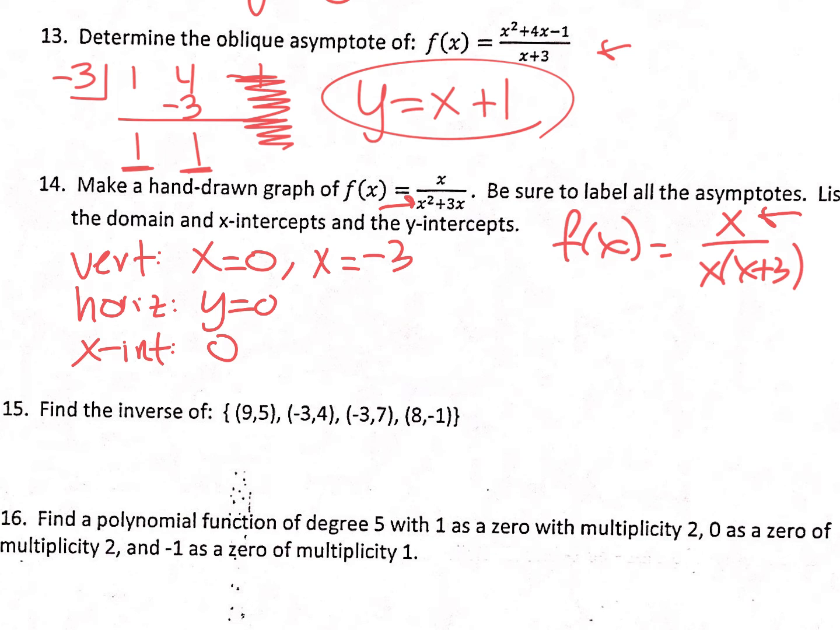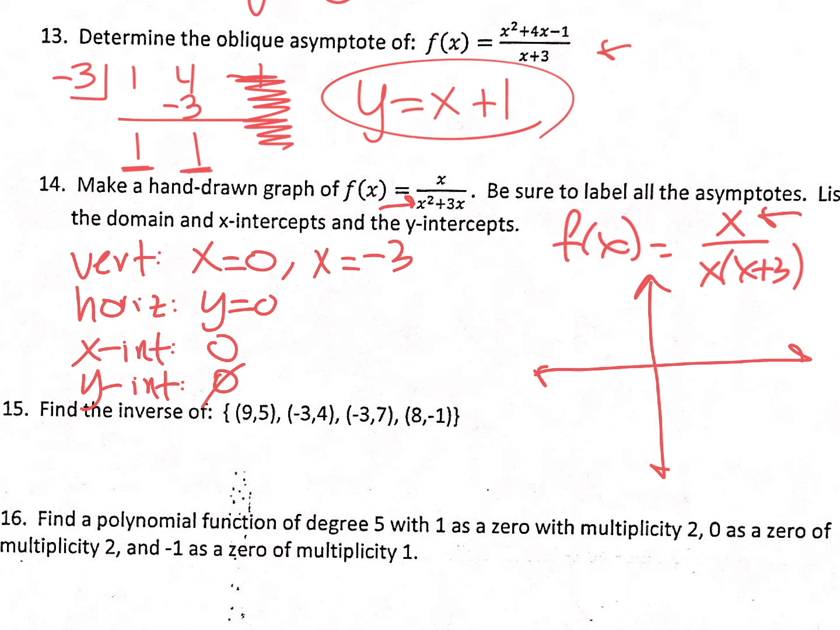Then to find the y-intercept, remember what you do is put 0 in for all the x's, or you can cover up the x's. This time, if I put 0 in for the x's, it makes the denominator 0, which you can't have, which means there's no y-intercept. Now, I'm going to graph it real quick, which really means I'm punching it in my calculator.